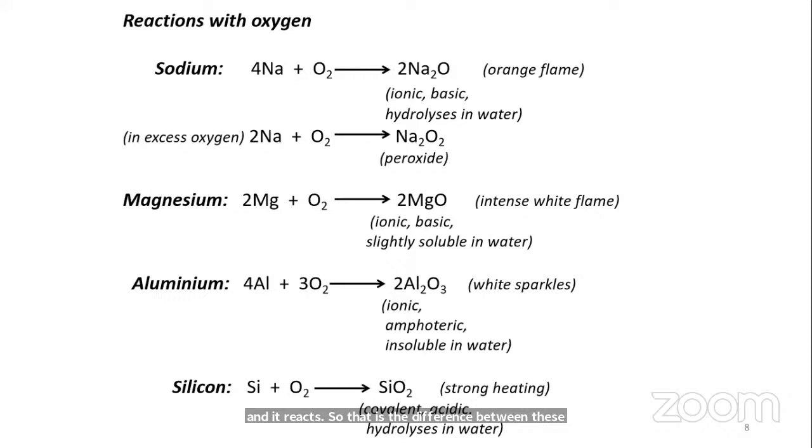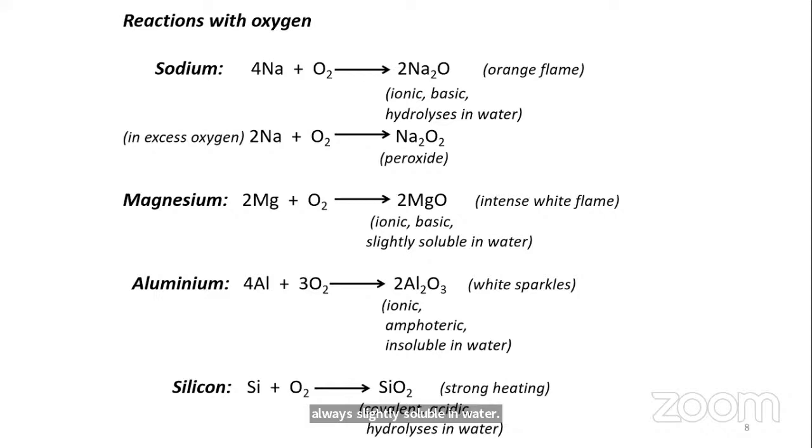Now, when you have excess oxygen, sodium will also react to give us the peroxide. So you have the formation of sodium peroxide and sodium oxide. The peroxide has oxygen in a state of -1, while the oxide has oxygen in a state of -2. Magnesium will also react with oxygen, and it gives us magnesium oxide that burns with an intense white flame. Magnesium oxide is also ionic and basic, just like sodium oxide, but it is only slightly soluble in water.